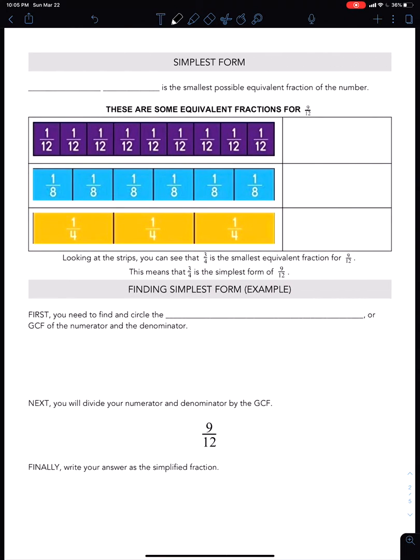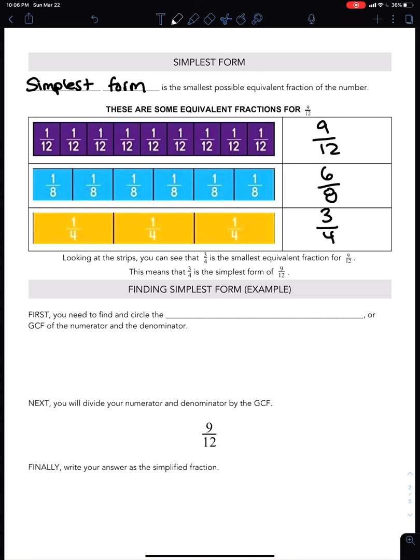Like I said, we're going to be talking about simplest form, which is the smallest possible equivalent fraction of a number. So look at these fraction strips here. We have 9/12, we have 6/8, and we have 3/4. If our definition of simplest form is the smallest possible equivalent fraction for a number, we should see that 3/4 is going to be the simplest form for 9/12 because that is the smallest possible fraction that you could make that equals the same thing as 9/12.